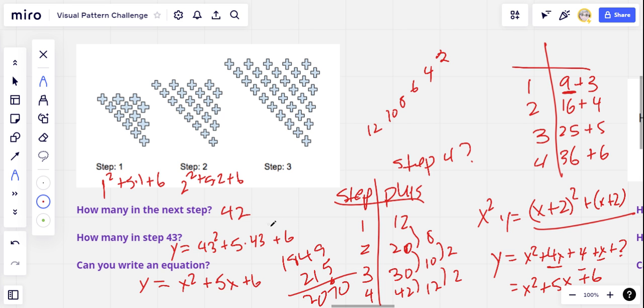How did this go for you? Did you get 42 for step 4? Were you able to arrive at an equation? I think this one's pretty tough to get to an equation. Let me know how it went.